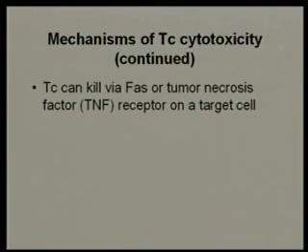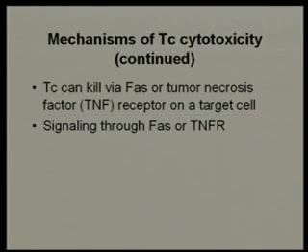Another method of killing is through FAS, or tumor necrosis factor receptors. FAS and tumor necrosis factor receptors are located on the target cell. So they're signaling through these molecules. So it's not actually an insult to the cell. There's no holes poked into the cells. But these FAS, or the TNF receptors, are expressed by the cells. The target cell will come along, having the appropriate ligand, will bind to them, and that will start the signaling process. I'll show you that in another cartoon.